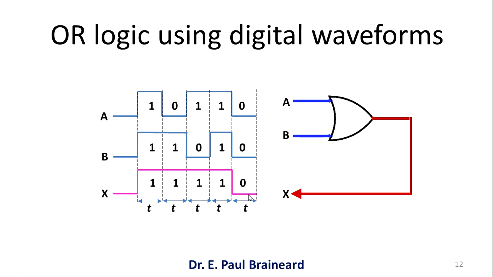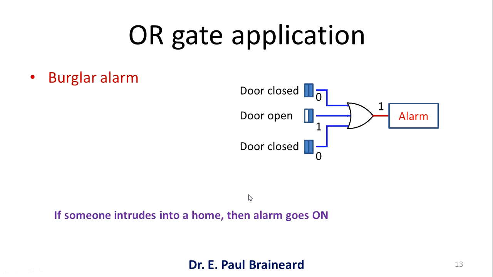Let us look at an application of a burglar alarm using an OR gate. Let us assume that a closed door is represented by logic low, an open door is represented by logic high. In that case, even if one input goes high, the output goes high. So in this case, the second door is open, therefore it will sound an alarm. This is a simple application of how an OR gate can be used.